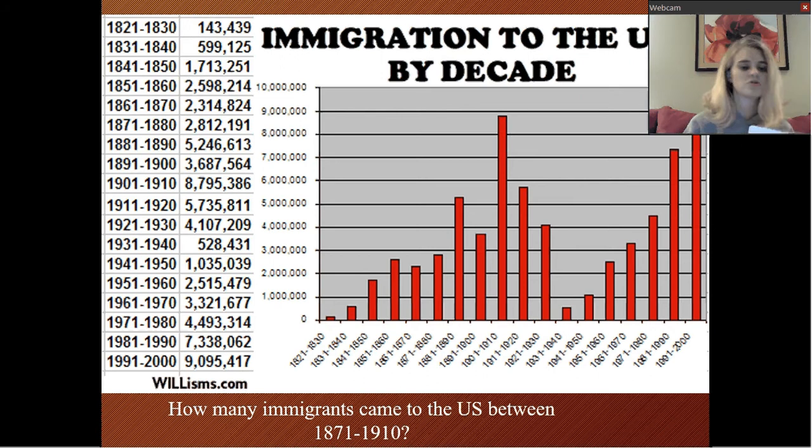So this first graph here just looks at the numbers of immigration. I want you to really quickly, we're talking specifically about the period between 1871 to about 1910. So first thing I want you to do is using this graph, go ahead and answer that first question on your graphic organizer, which is how many immigrants came to the United States between those two years, 1871 and 1910. So yes, it's going to require you to do a little math here.